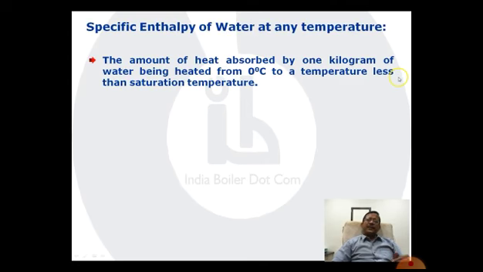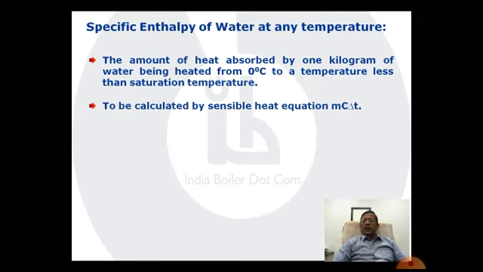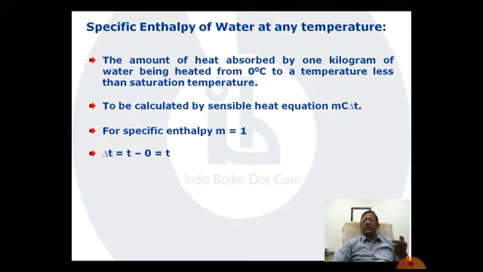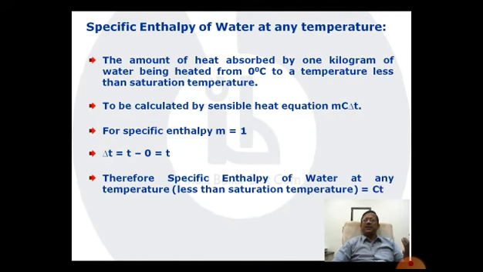Now, specific enthalpy of water at any temperature, if it is not saturation temperature, in that case, please remember, we cannot refer to the steam table. If the temperature has not yet reached the saturation temperature, we have to use the sensible enthalpy relationship MC delta T, right? Therefore, for specific enthalpy, M would be 1, and delta T would be from 0 degree to that T, so T minus 0 would be T, so MC delta T becomes CT practically, right?